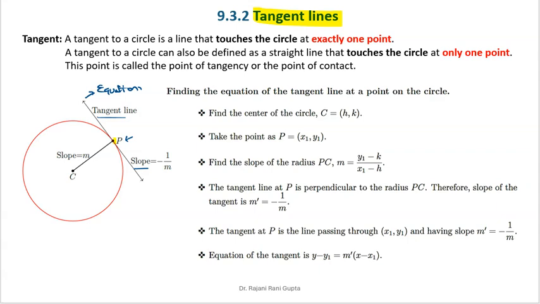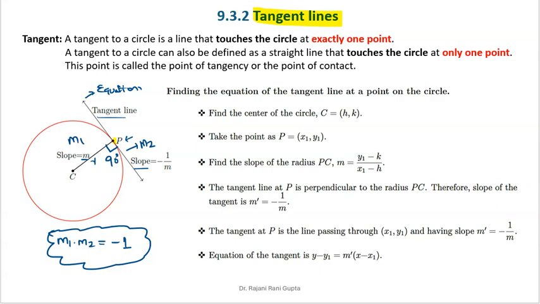Now, to understand the concept of tangent, suppose the radius r has a slope m. The tangent intersects the radius at 90 degrees, which means these two lines are perpendicular. We know that if two lines are perpendicular, the product of their slopes is -1. We will use this concept to find the slope of the tangent line. Suppose m1 is the slope of the radius and m2 is the slope of the tangent. Then m2 is -1 over the slope of the radius.